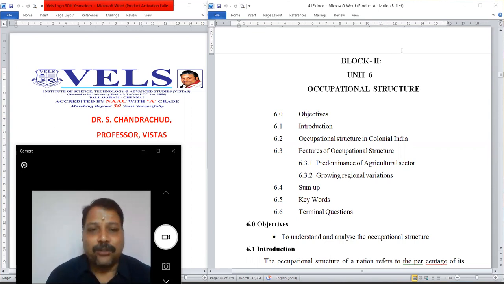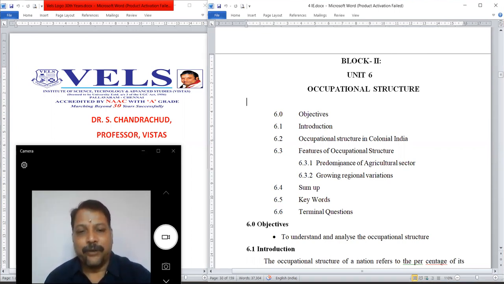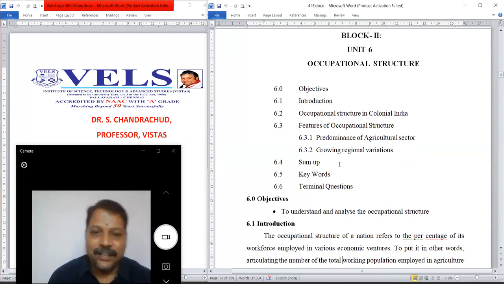Today's class is Block 2, Unit 6, and the topic is Occupational Structure. The objective of this unit is to understand and analyze the occupational structure in India. We are going to study what the occupational structure in India is and what its features are, mainly the predominance of the agriculture sector and growing regional variation. These two are analyzed in an elaborated manner.